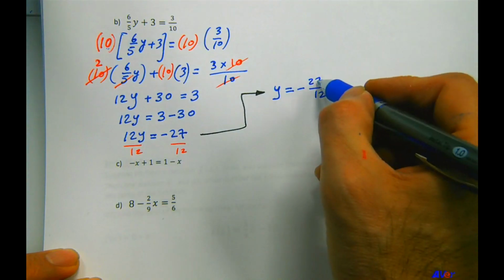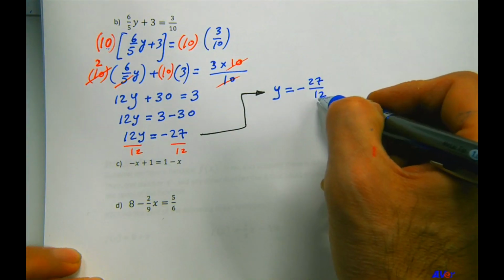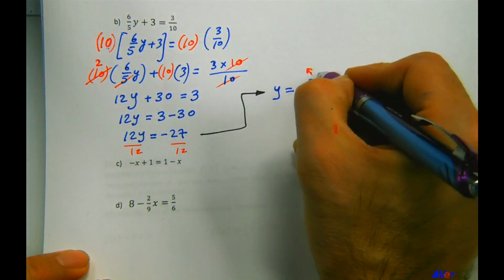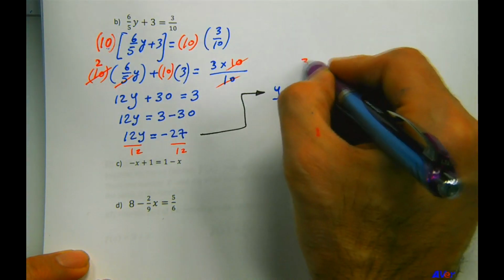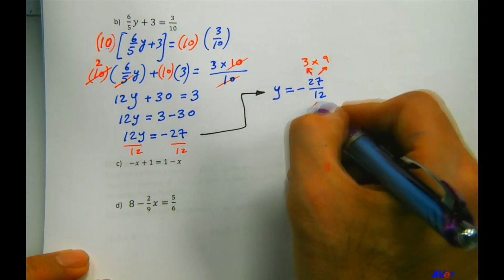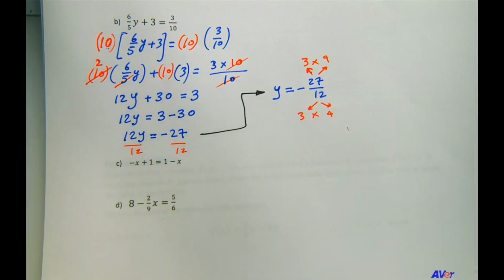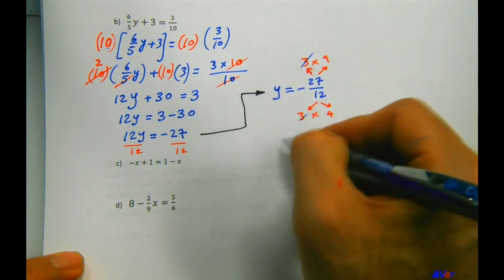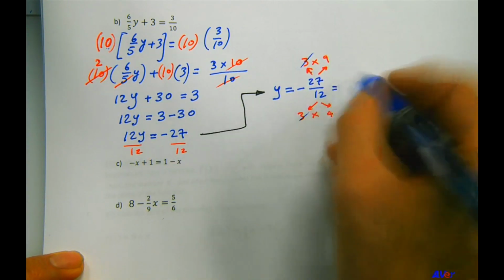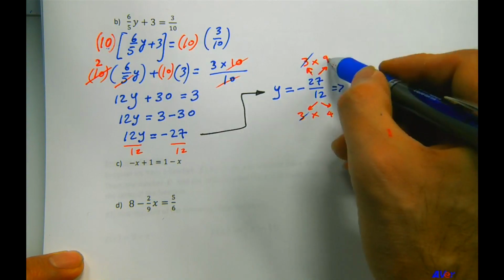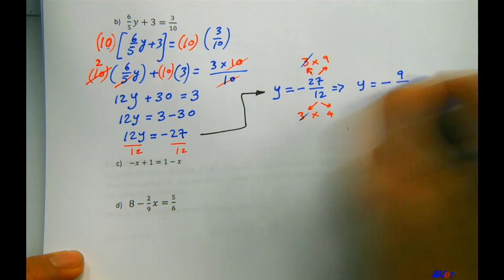Both 27 and 12 have factors of 3. So 27 is 3 times 9. 12 is 3 times 4, right? So the 3s cancel each other out. So we end up with y equals minus 9 over 4.